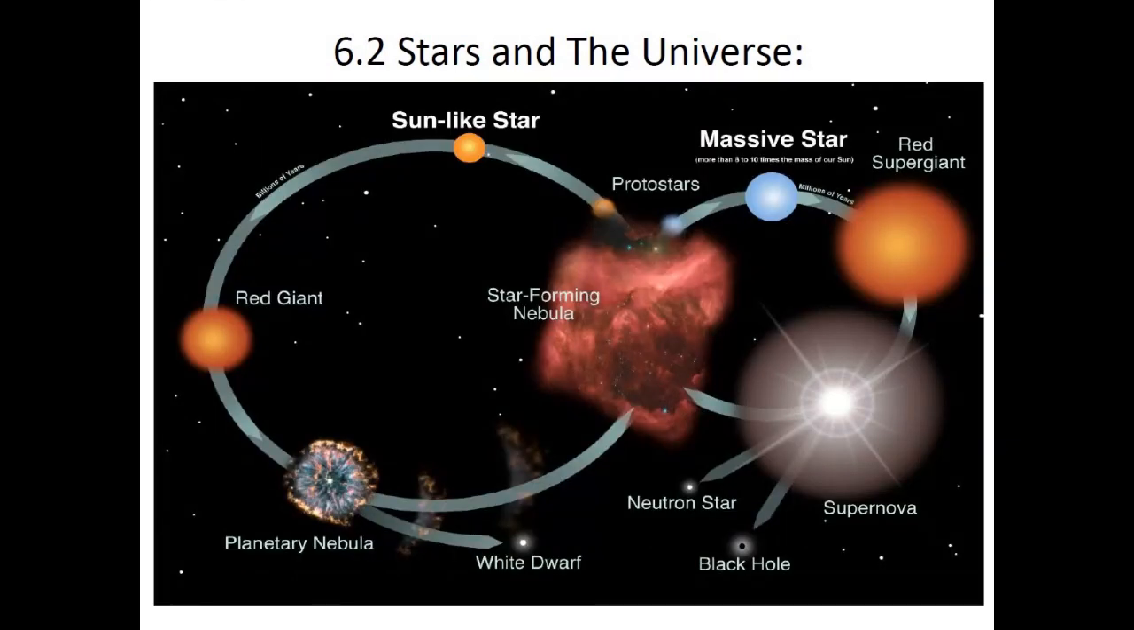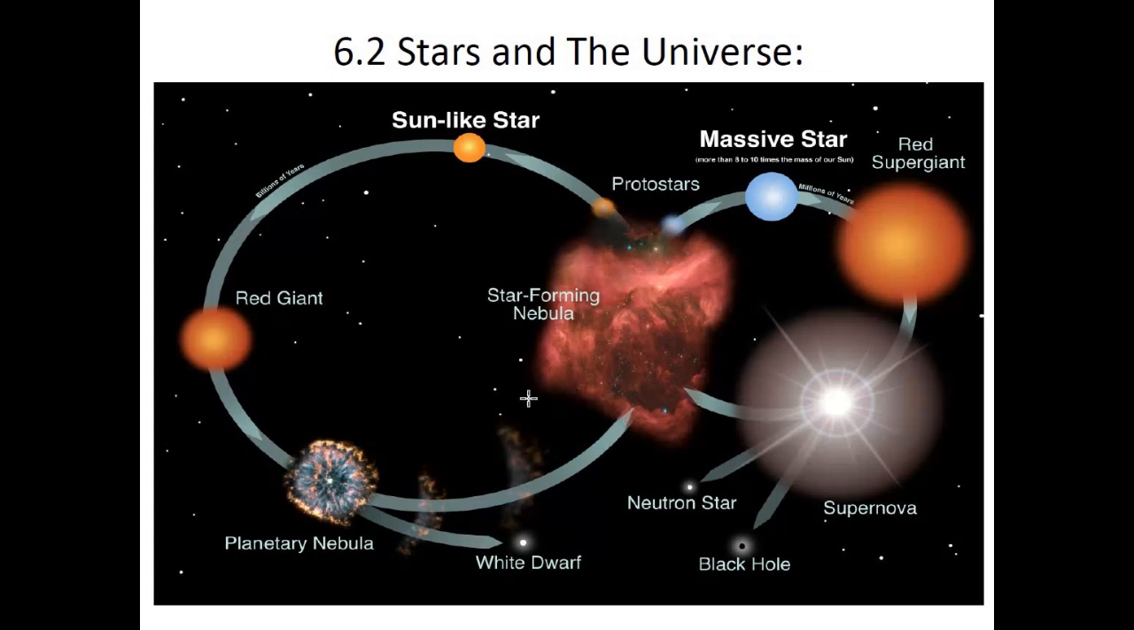And over here is an image to illustrate the life cycle of a star. A sun-like star is formed in a star forming nebula, and then it becomes a protostar, and then it forms a medium-sized star. Then ultimately near the end it becomes a red giant. Then it becomes a planetary nebula by blasting off, and ultimately it becomes a white dwarf, and lastly it becomes a black dwarf.